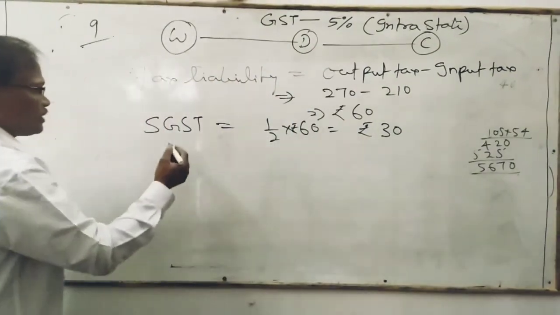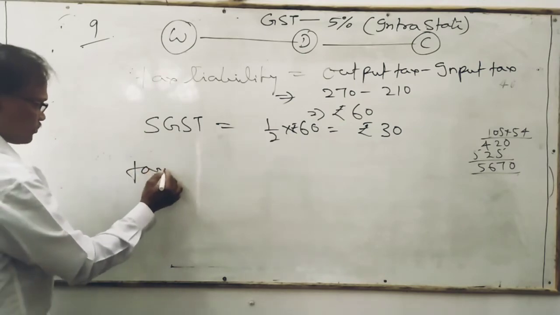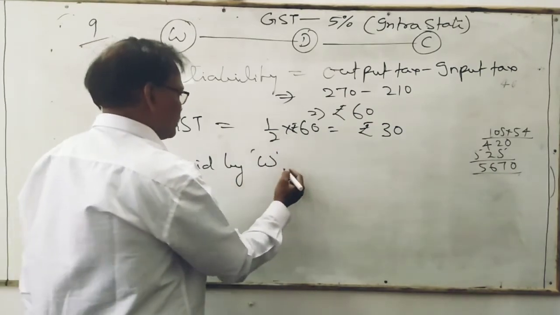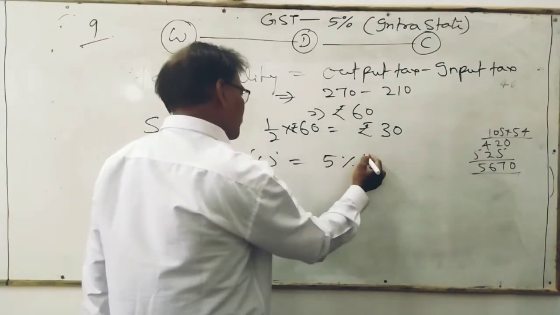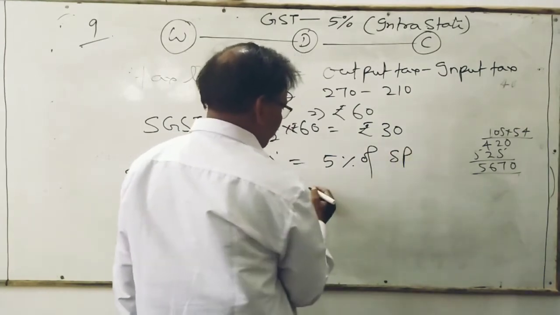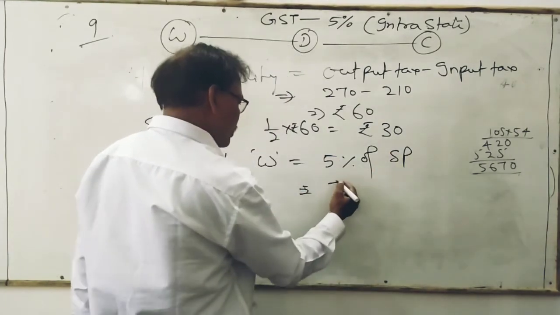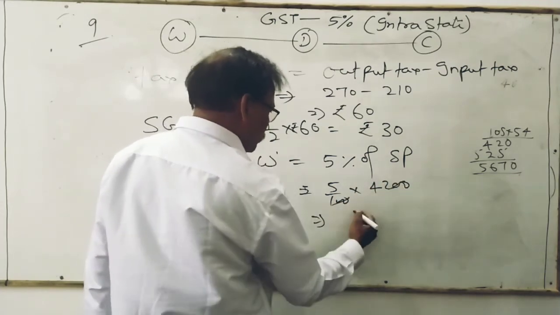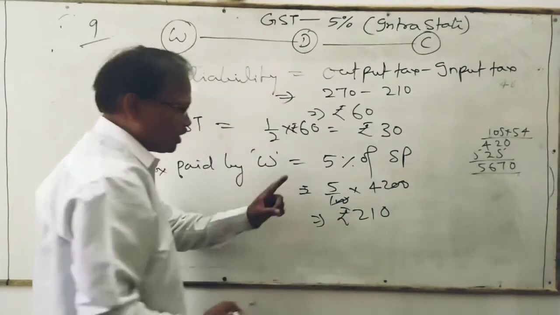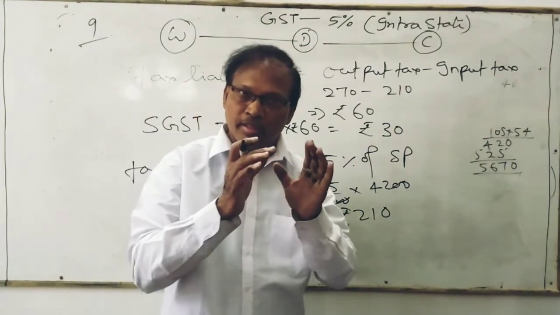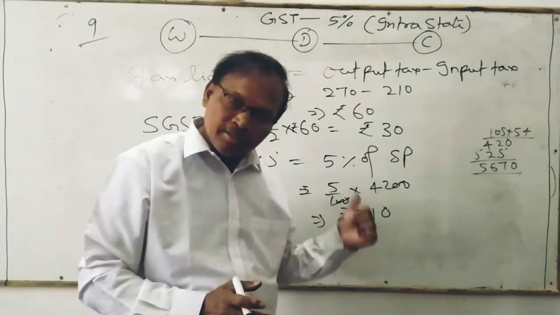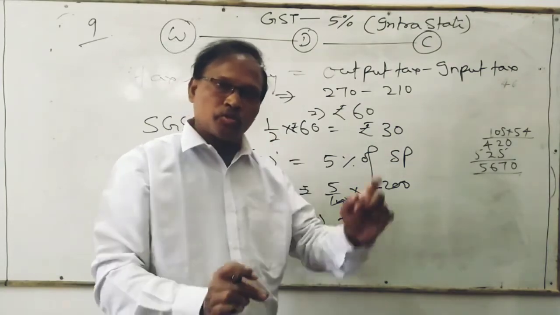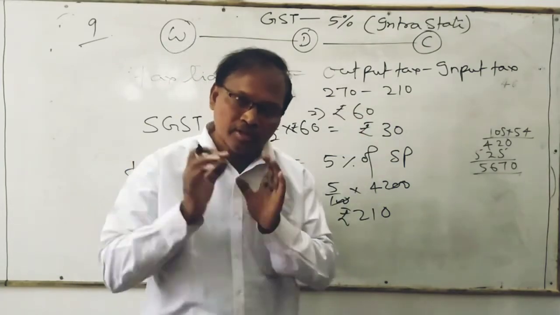अब इसका selling price कितना है? The tax paid by wholesaler is equal to 5% of SP. So what is the selling price for this? This is the 4200. Means 210. This 210 rupees will go, this is the total tax by the wholesaler. Wholesaler will give, but half of the GST will go to the state government and half of the GST will go to the central government.